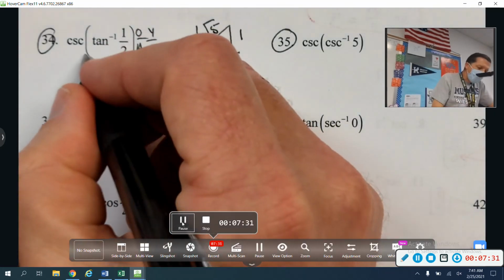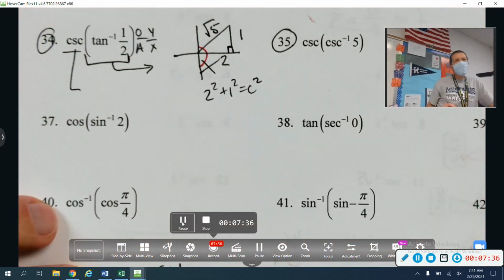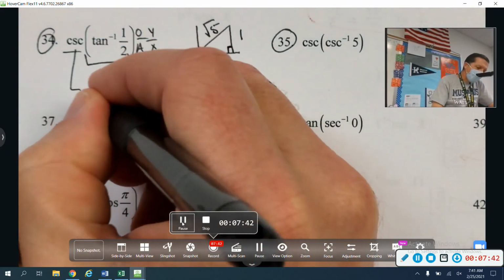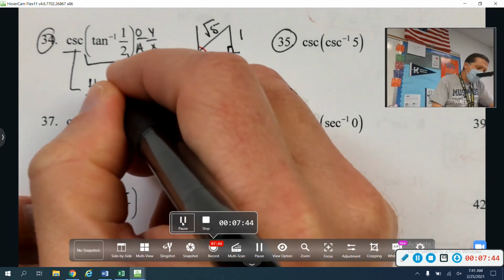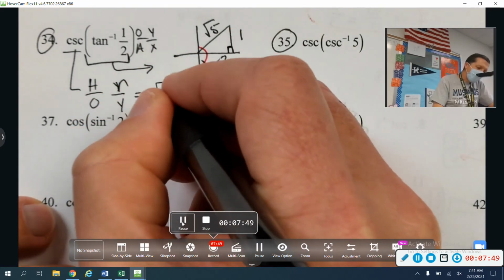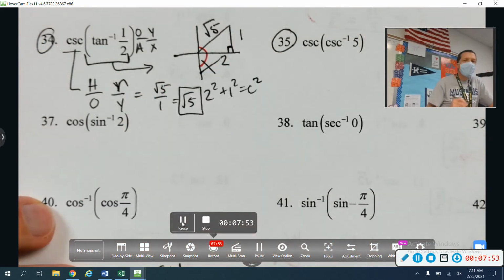So again, use the inside stuff to draw the picture. Use the outside stuff to answer the question. Cosecant goes with sine. So cosecant would be hypotenuse over opposite, or r over y. So square root of 5 over 1, which would just be square root of 5. Inside stuff, draw the picture in the correct quadrant. Outside stuff, use it to answer the question.